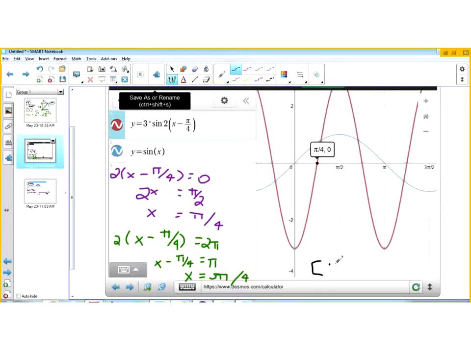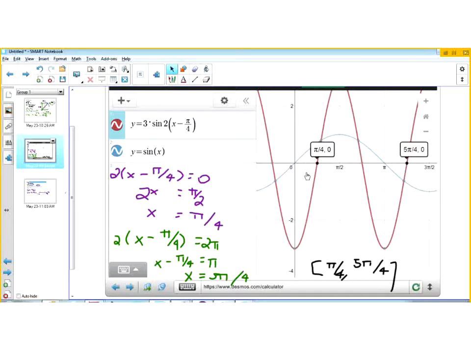So that's one period. And so that's where this function transitions through its complete range of values. So where is 5 pi over 4? Let's zoom out. That would be right here. Would it not be? Let's check.